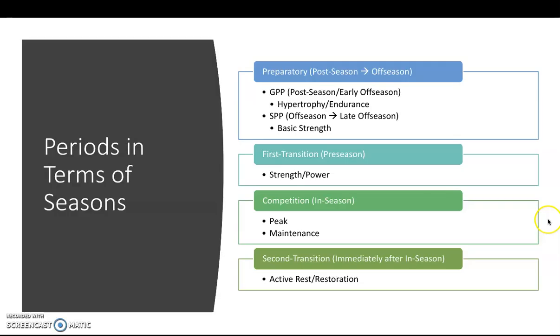So we look at periods in terms of the seasons. The preparatory period is going to be that postseason through that off season. So as soon as the season ends, going past that active rest into the training up until the season starts. So our GPP, focusing on hypertrophy and endurance during that postseason and early off season. Transitioning to our specific prep phase, off season to late off season, and basic strength is going to be within that as well.